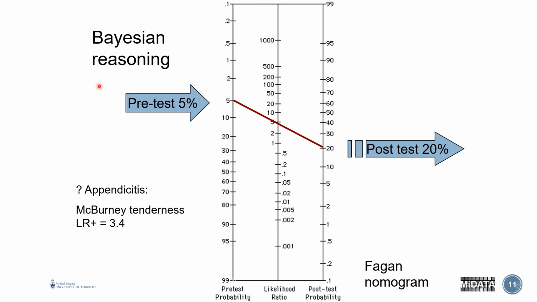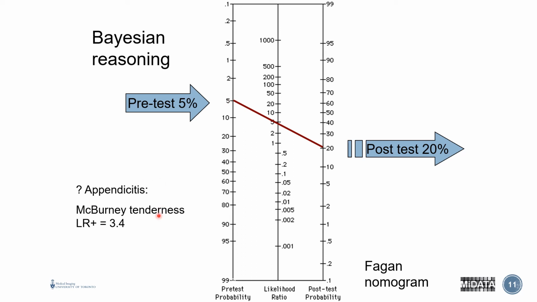Now you can see all that's quite convoluted. So what was developed was the Fagan nomogram, which does this for you. So you can see these three vertical lines. You line up your pre-test probability as a percentage here. So you have 5%, okay? And then you say, okay, what's the likelihood ratio of the test?